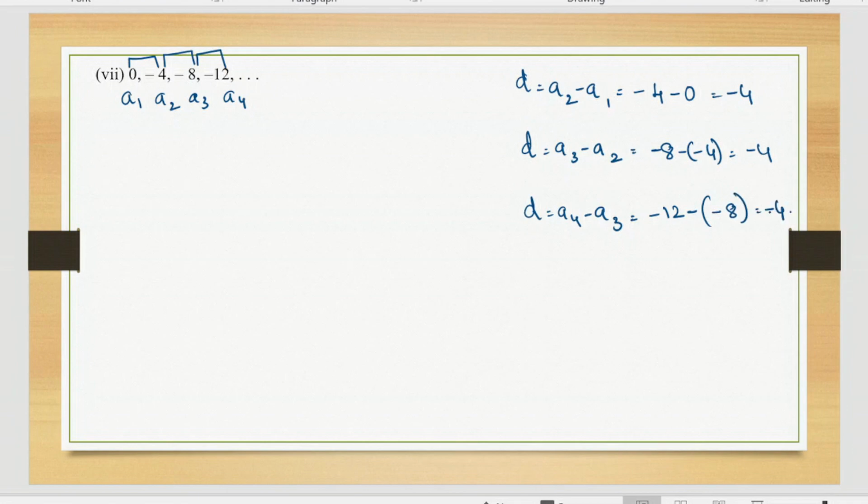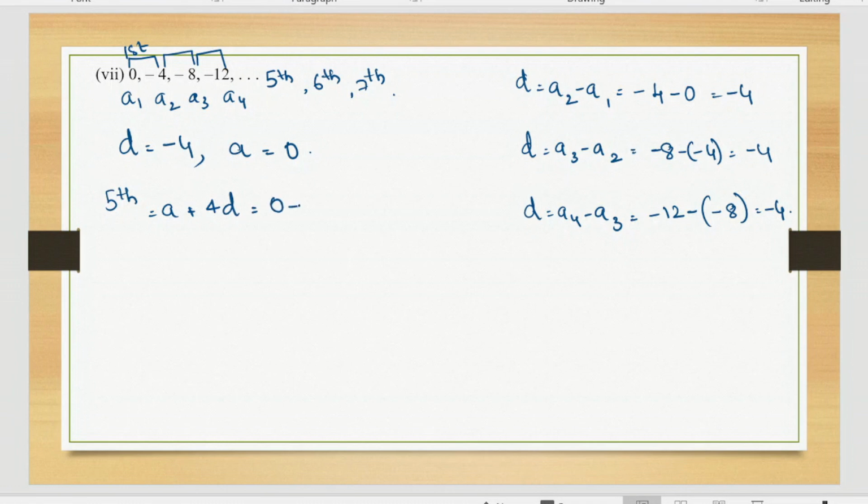Okay. So we can see that the common difference is same between the terms. So we can say it is an AP with common difference minus 4 and the first term, that is 0, which is A equal to 0. Okay. Now let us find the next three terms, which is the fifth term, sixth term and seventh term of the AP. So how do we find the fifth term? Fifth term is equal to A plus 4D. So A is 0 plus 4 into D, which is minus 4, which is minus 16.